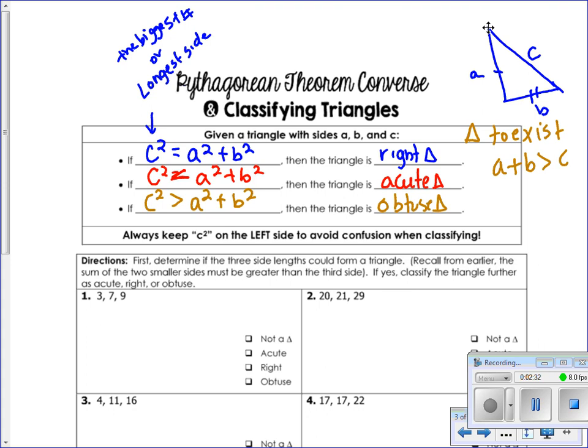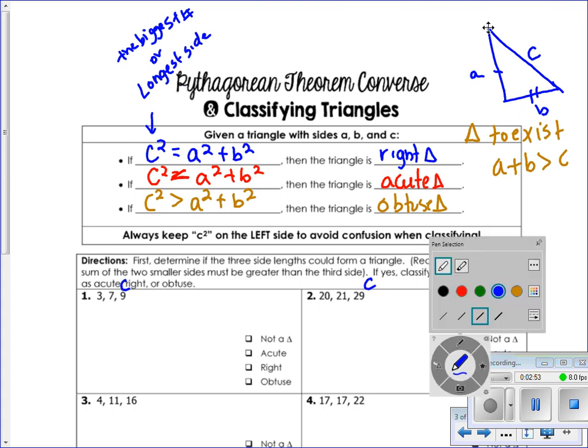So this is what I'm going to do. I'm always going to label my longest side C. I'm going to go through number 1 and 2 and label my longest side C. So 9 is C in number 1. And in number 2, my longest side is 29. That's my C.